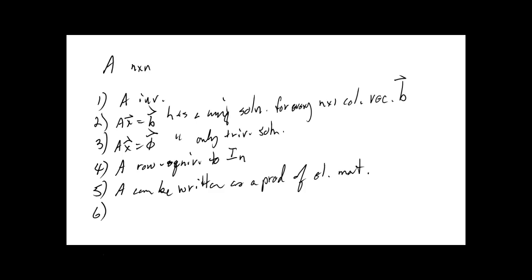So pick one, identify one, indicate one, prove one. If you find one's true, you know they're all true. That's what they mean by being equivalent conditions. And here's the last one. Of course, the determinant of A is not equal to 0. Okay?